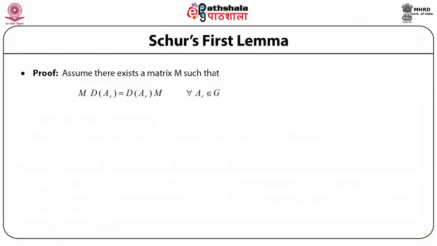In other words, if we can find a matrix M which is not a multiple of the identity matrix, and if it commutes with all matrix representations D^α(A_R) for every group element A_R belonging to the group G, then D^α(A_R) is not an irreducible representation. That is, only if the matrix that commutes with the representation is a multiple of identity is the representation irreducible. I will now indicate the proof of Schur's first lemma.